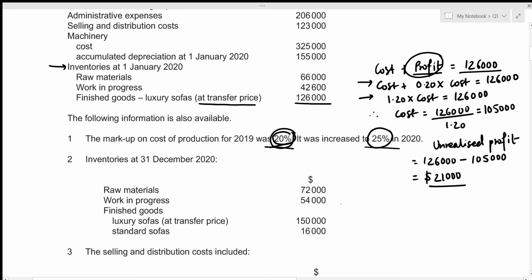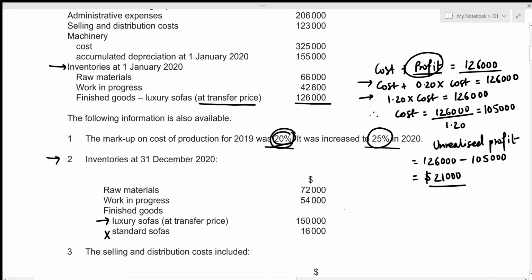Now we repeat the same process for the closing inventories, and our closing inventories are given right here. So we have our finished goods. We have two finished goods actually. We have luxury sofas as well as standard sofas. But what we know is that standard sofas are purchased from another supplier, which means that we do not have to account for the unrealized profit for this part. We just need to account for the luxury sofas which were made at G Limited.